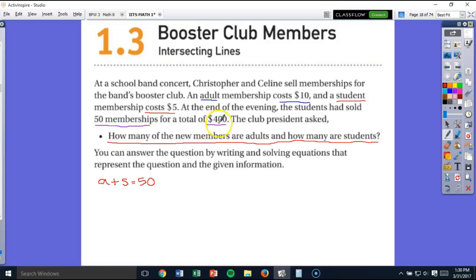We also have a dollar amount here, and we know that it costs $10 per adult. So we could have 10 for adult plus 5 for a student, and that's going to equal our $400 here. So we have two equations, and we need to be able to find out how many new members were adults and how many were students that fills both of these equations. You should think for a second, pause the video if you need to: how might we go about doing that?